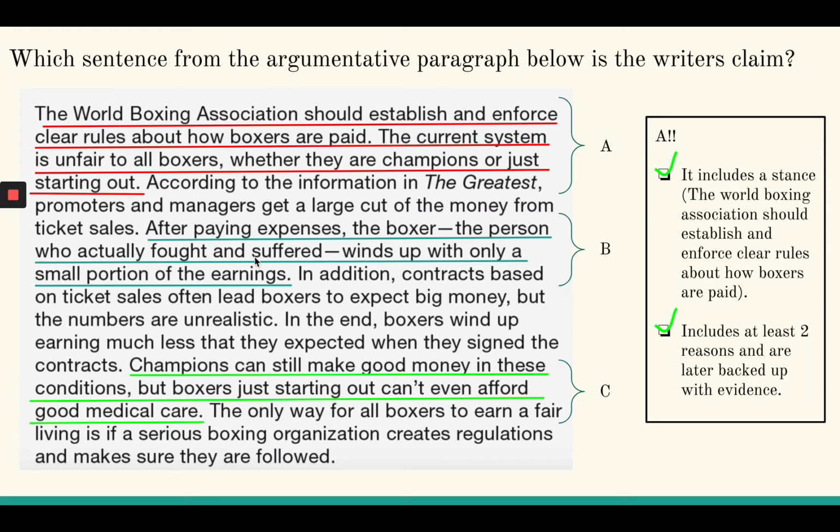So why are these not part of the claim? Because this is actual evidence, right? Also, whenever you are reading a claim or trying to find a claim, it is always at the beginning, okay? Because if it's not in the beginning, then how am I, as the reader, supposed to know what you're talking about? So it's always at the beginning.